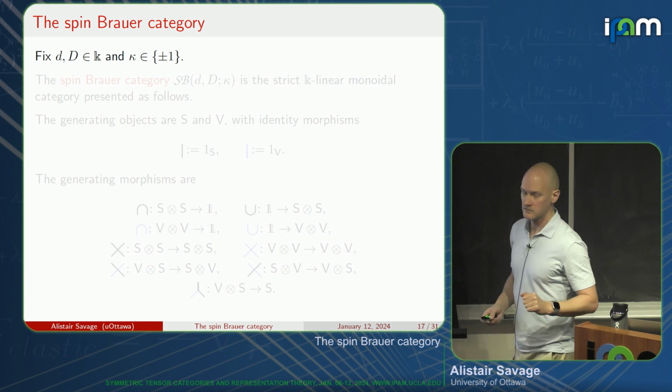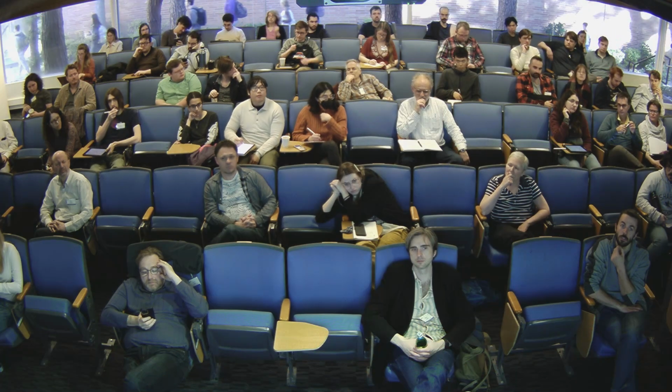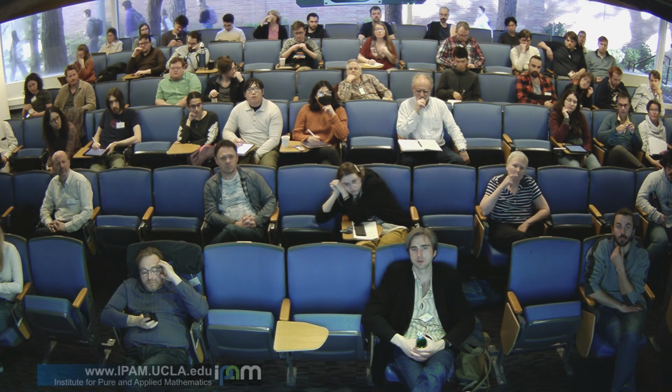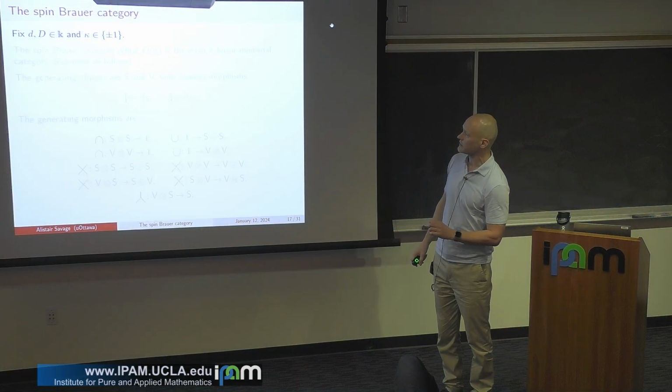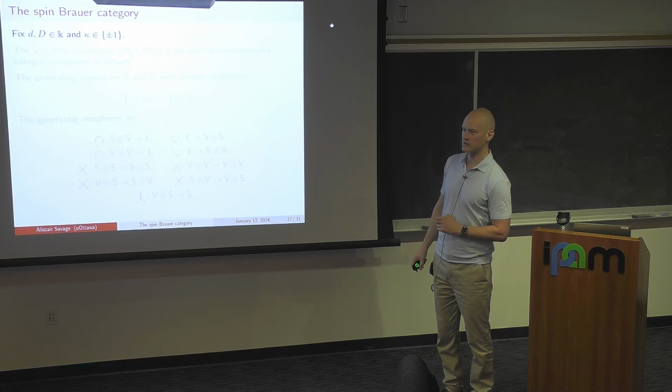So can you say it again, what the assumption on the field was? On this D? The field. For the definition of the category, it works over any commutative ring. Well, I'm going to state it for complex numbers.